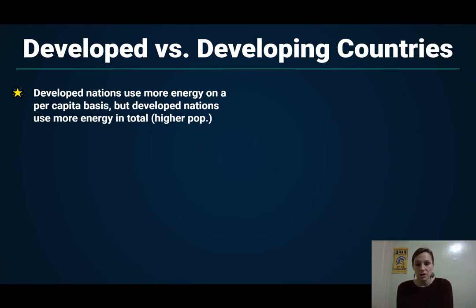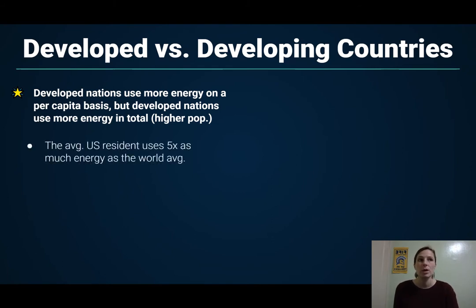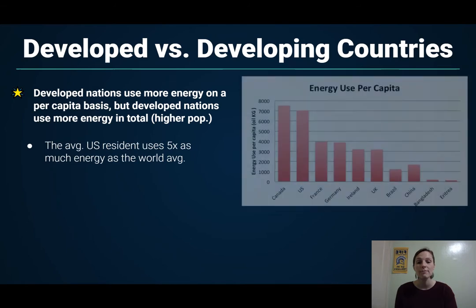So developed nations, such as the United States, are going to use more energy on a per capita, so per person, basis. But developing nations are going to use more total energy because they have higher populations than developed nations do. Now, if we use the United States as an example, the average United States resident uses 5 times as much energy as the world average.